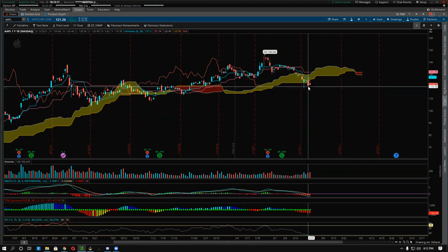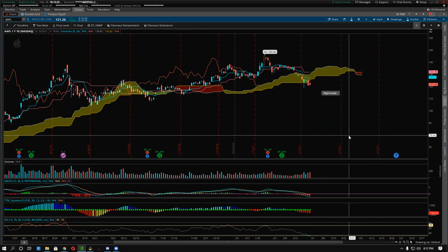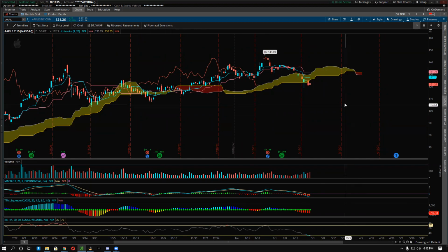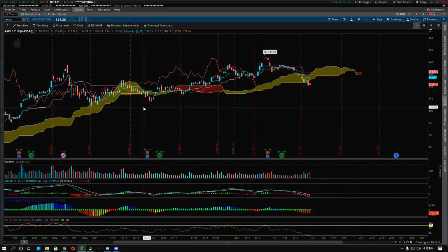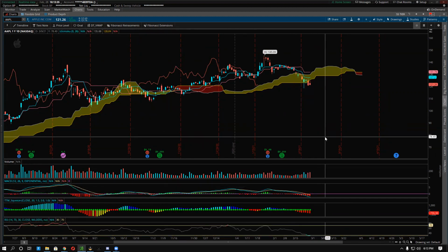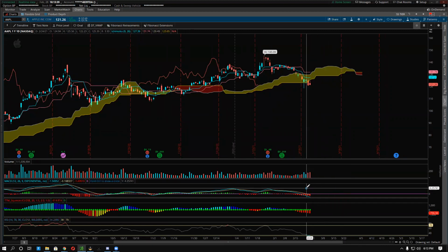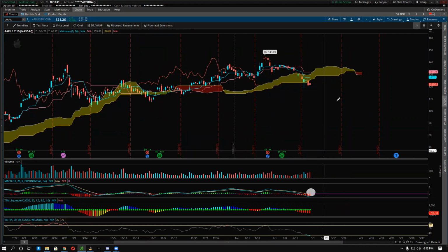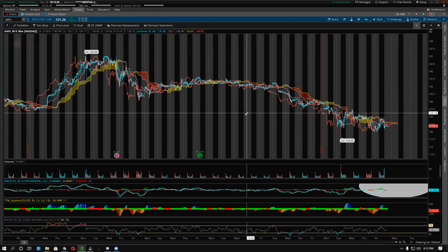But for the purposes of the cloud, Apple doesn't really stay below it for very long, right? So this could actually be a sign that we might be reversing very soon, just looking historically. And obviously on different time frames, you're going to get different lines because they're all calculated per candle and not per day. So if you go on a 30-minute chart for Apple or any other time frame, you're going to see Apple fall below the cloud a lot sooner.